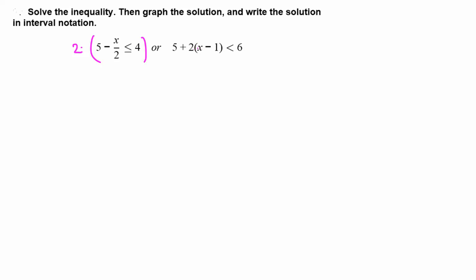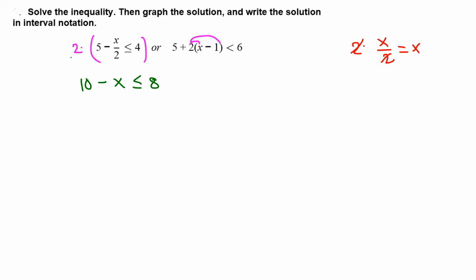In fact, 2 times quantity x minus 1, we need to distribute. So 2 times 5 is 10, minus, multiply means distribute to all three terms: 2 times x over 2. The 2s cancel, top and bottom, just x. So 2 times x over 2 is just x, less than or equal to 2 times 4, that's 8.